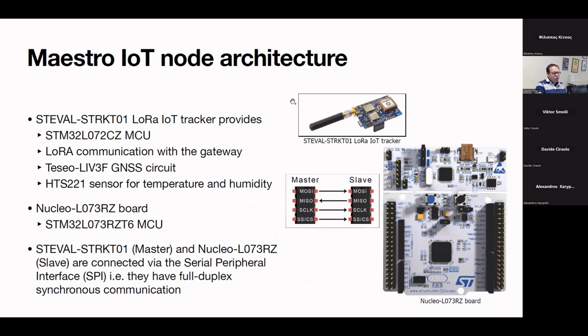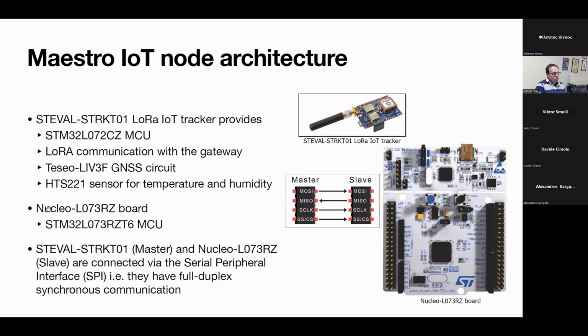The node or device consists of two microcontroller boards. The small one that you see here is a Stival STR KT01 LoRa IoT tracker, which is an STM32 microcontroller unit, and it provides LoRa communication with the gateway. It also features GNSS circuits, which means that all the data are geolocated. And it also integrates a sensor for temperature and humidity.